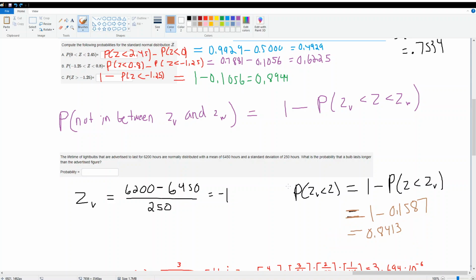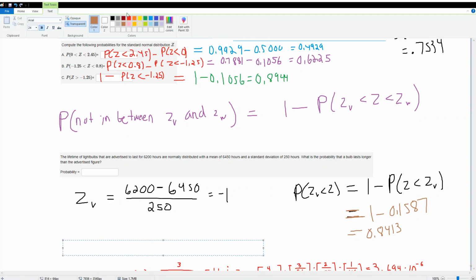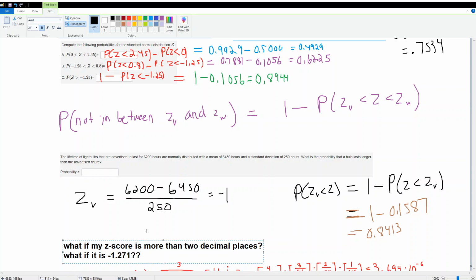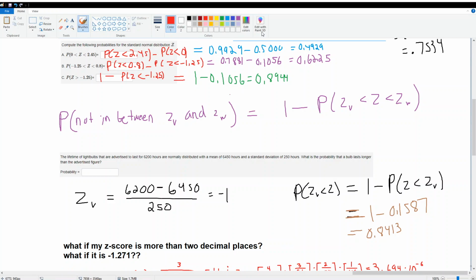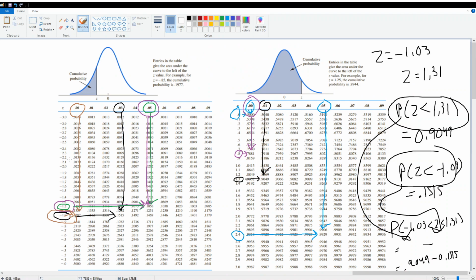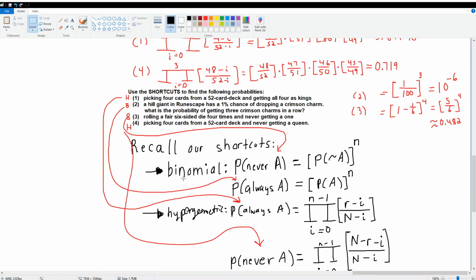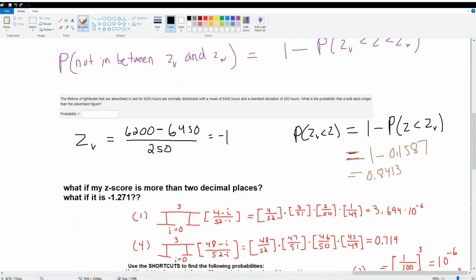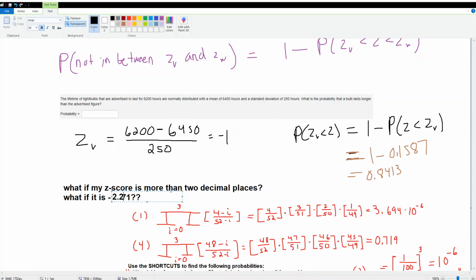Now, something I want to point out, you might ask yourself, what happens if my z-score goes out past 2 decimal places? What if my z-score is more than 2 decimal places? What if it is negative 2.271? What do you do now?